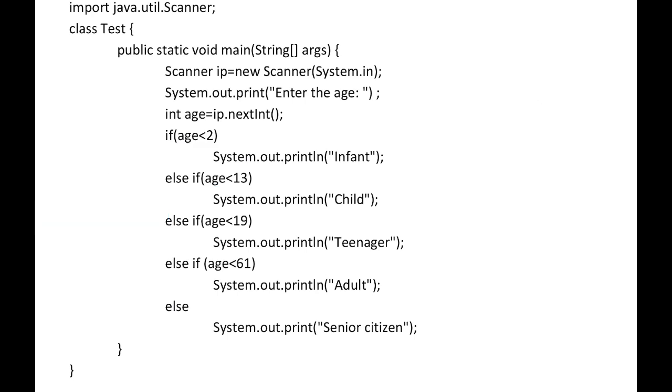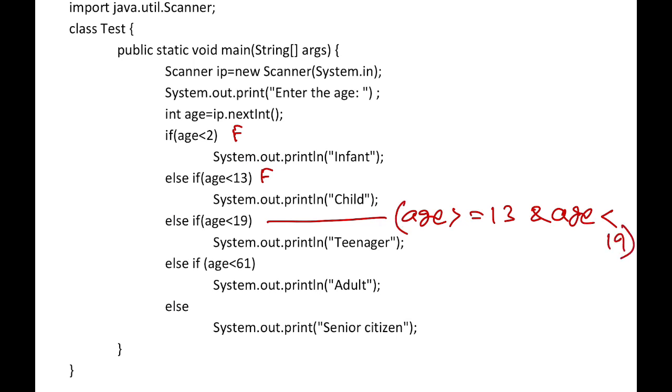Similarly, assume this if age < 13 is false, which means the value of age is greater than or equal to 13. So no need to write here else if age >= 13 and age < 19. It is not required to write that age >= 13 and age < 19. So no need to write this part. Only age < 19 is sufficient.